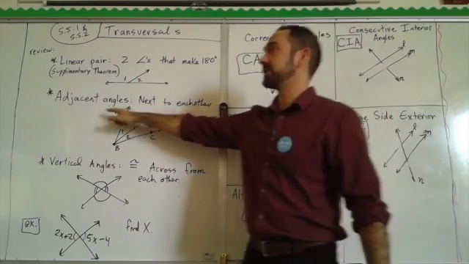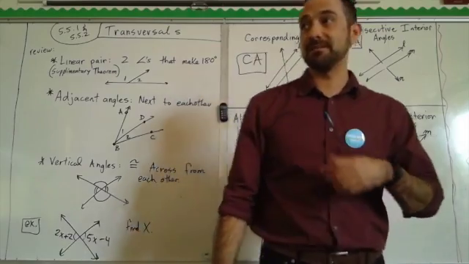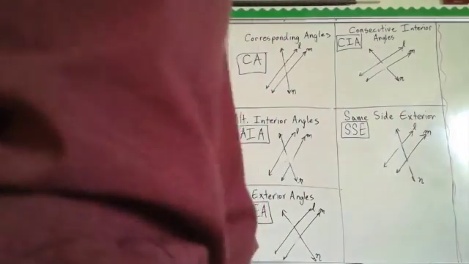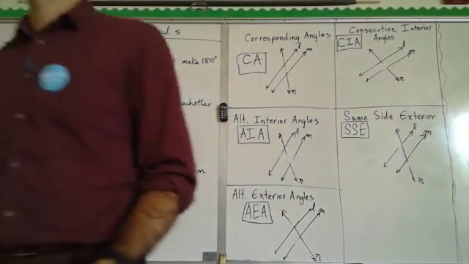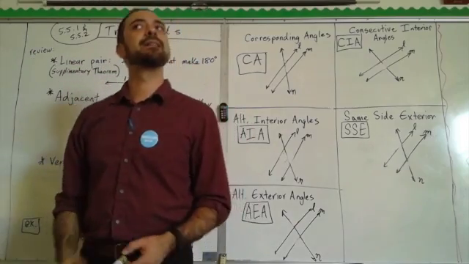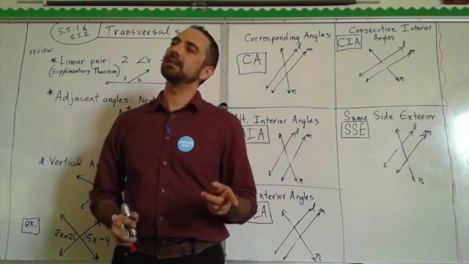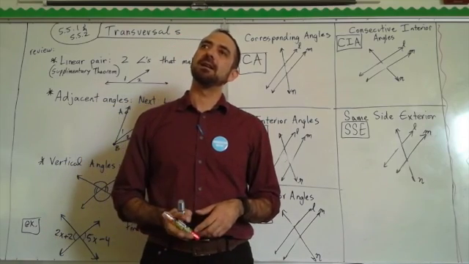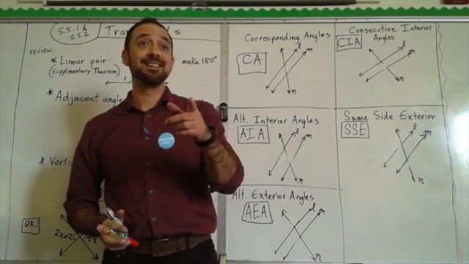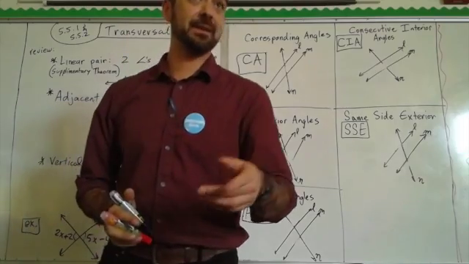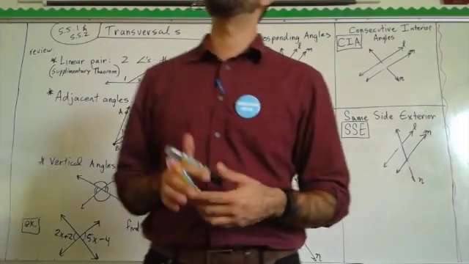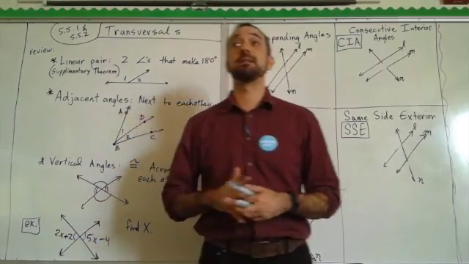Next, we have adjacent angles. The word adjacent just means next to, and I think the key is that there's going to be a variety of angles if they intersect at one point, and the adjacent angles are just next to each other. I'm going to get into an explanation here to help bring that home.